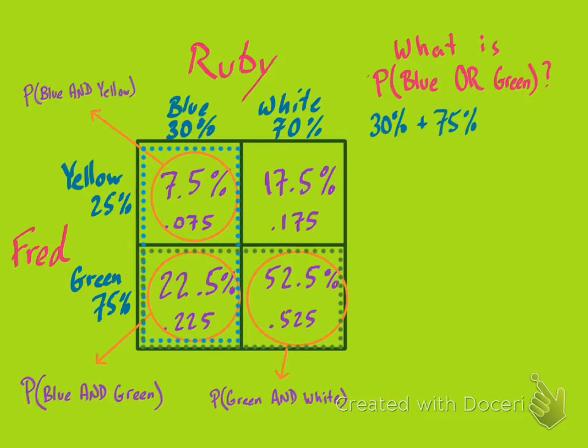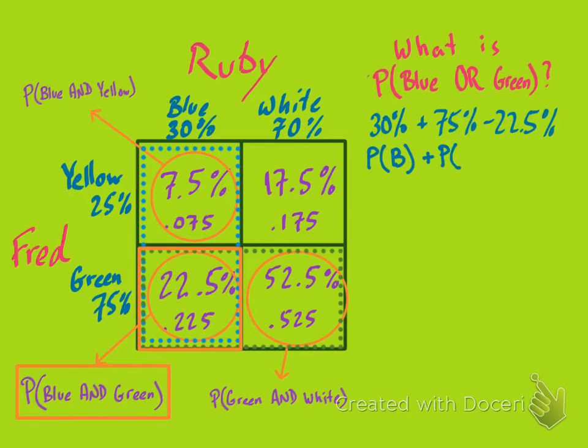But what we are noticing, hopefully, is that both of those events, blue paint from Ruby and green paint from Fred, overlap at that 22.5% corner there. And in fact, that 22.5% is a part of the 30%, and it's also a part of the 75%. So it's been added twice when we add up 30% plus 75%. You may want to repeat that on the video, because I know it gets complicated to say all this stuff. But since we've added that 22.5% twice, the proper thing to do is to subtract it once.